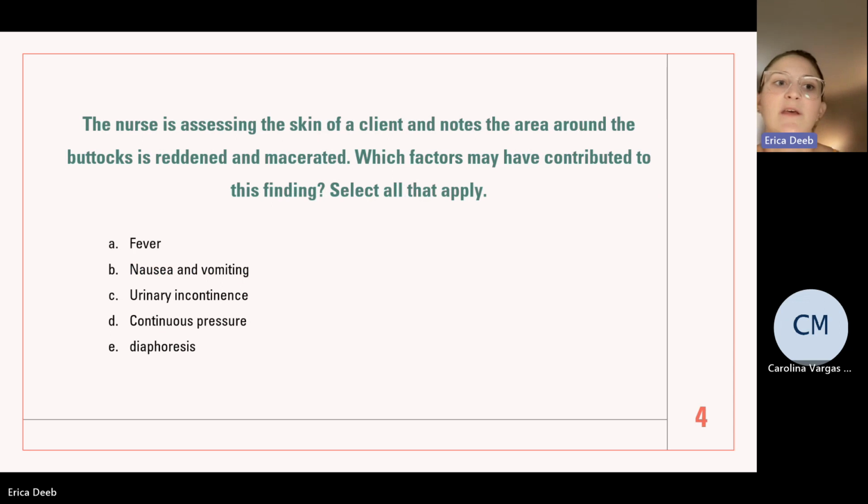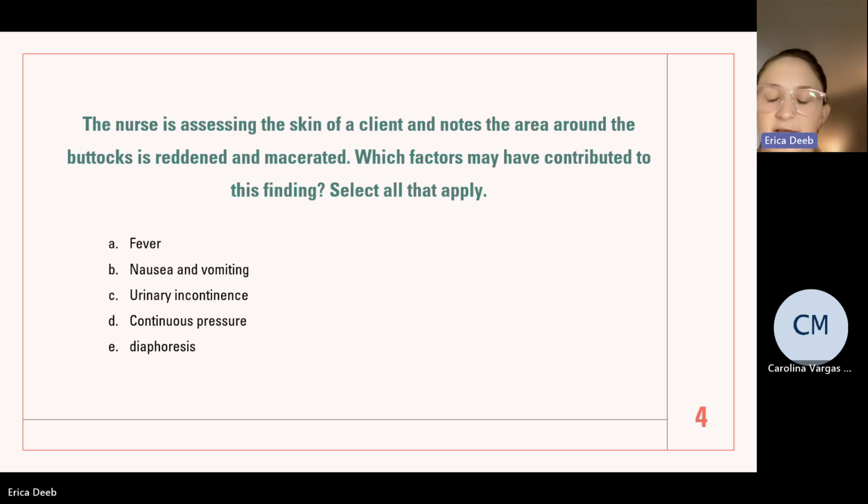Number 4, the nurse is assessing the skin of a client and notes the area around the buttocks is reddened and macerated. Which factors may have contributed to this finding? Select all that apply. Fever, nausea, vomiting, urinary incontinence, continuous pressure, and diaphoresis.